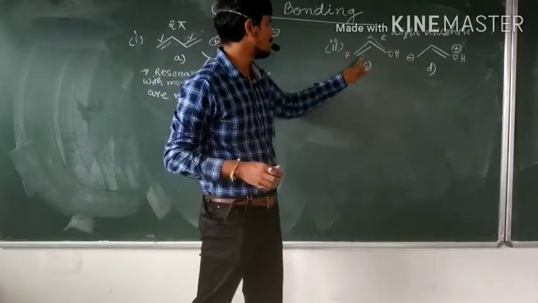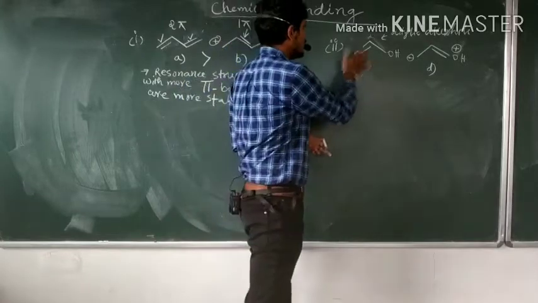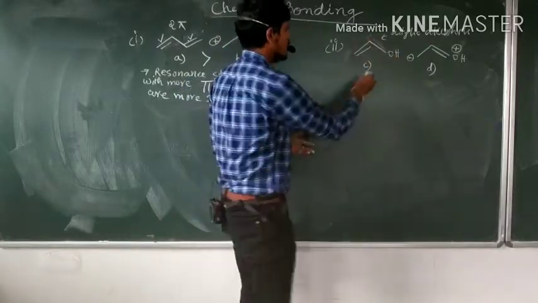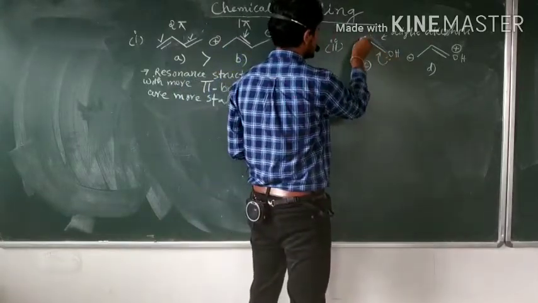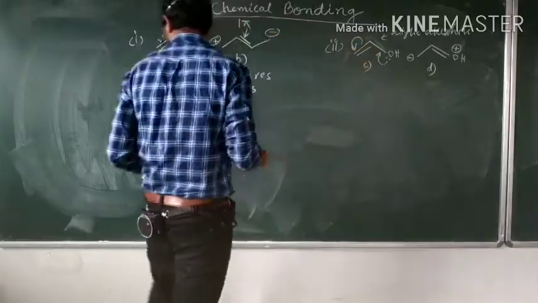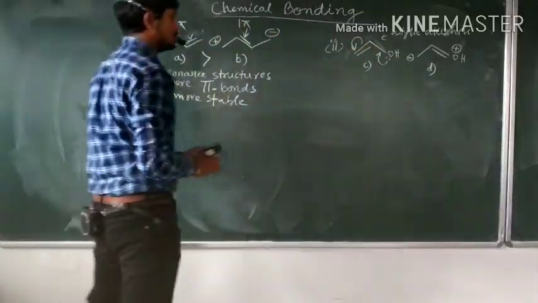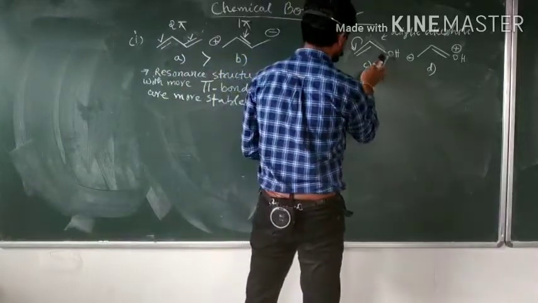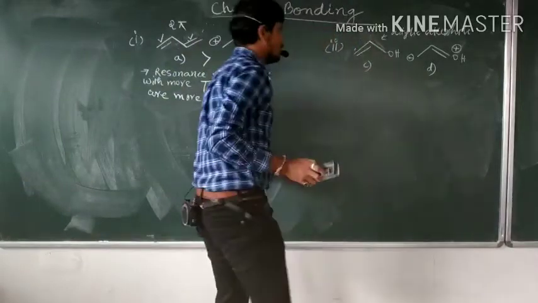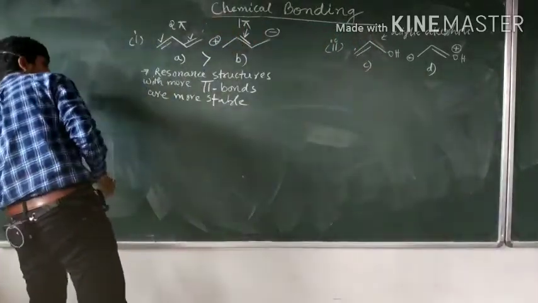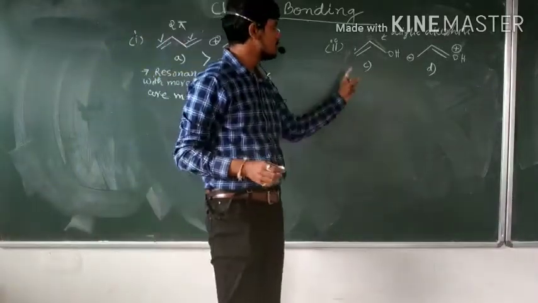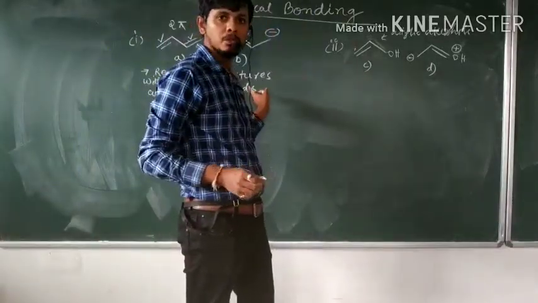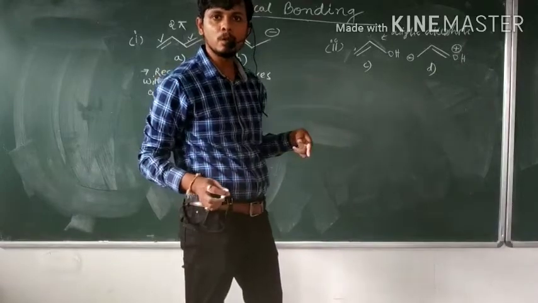So how do I get D from C? By electron migration, since there is a lone pair and double bond conjugation. So how will you compare? First, use the first rule. Check the number of pi bonds.